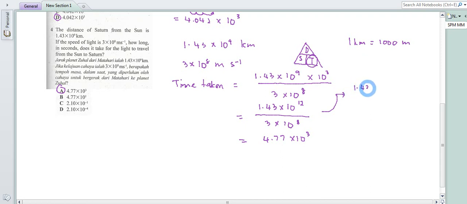1.43 divided by 3 times 10 power. This is division, right? They have the same base, 10 power 12 and 10 power 8, so it becomes 12 minus 8. So you press this part on your calculator, 1.43 divided by 3, you get 0.476 and so on. Okay, 0.476. I just round up to 4 significant figures.